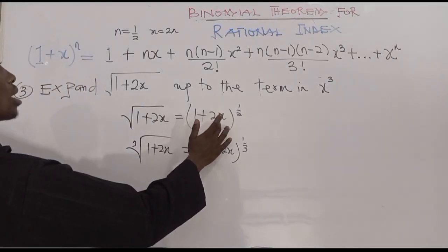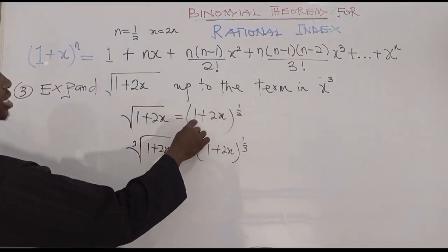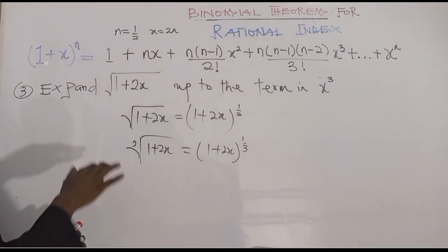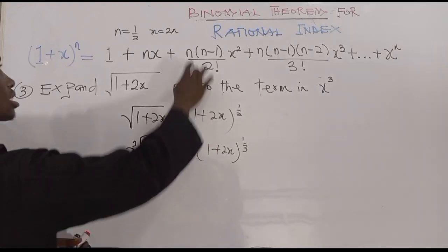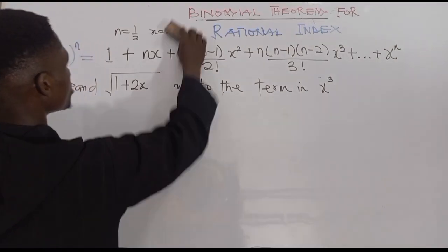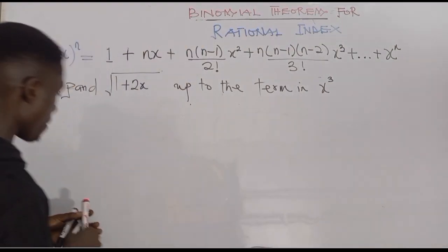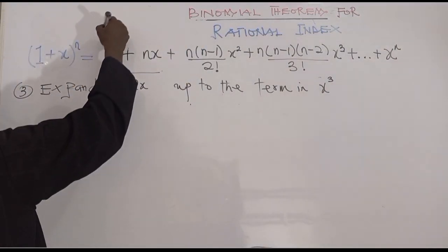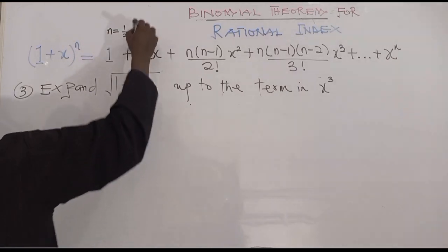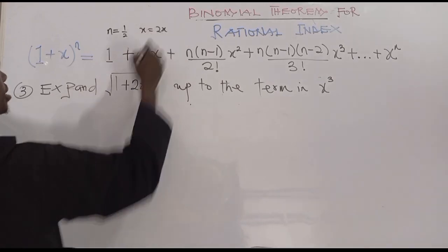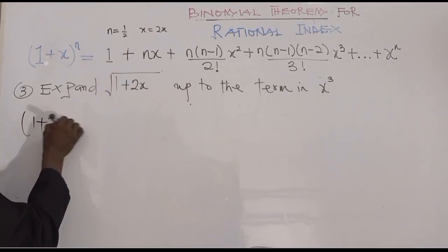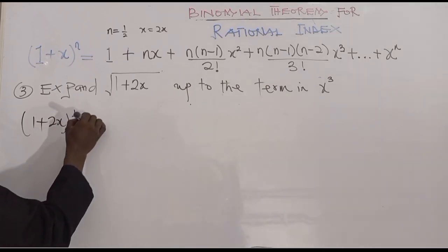So with this 1 plus 2x raised to the power half, we have our first term to be 1. So we can use this factorial approach where the first term must be 1. So we can use this formula. So we know that our n is equal to what? Half. And then our x is equal to 2x. So we have 1 plus 2x raised to the power half.